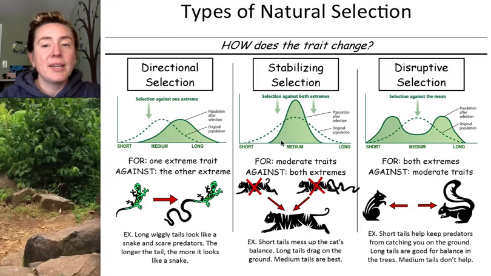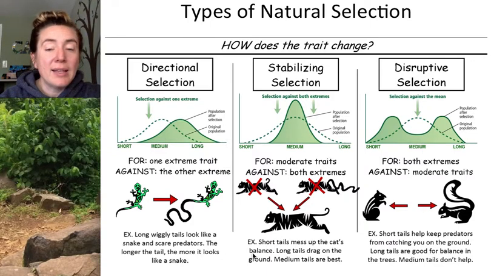Another way that natural selection can act on those changes would be with stabilizing selection. So in this case, if again the original population had this kind of normal bell curve, after stabilizing selection you're going to have most of the individuals have this medium or average trait. So it selects for the moderate or average trait, and it selects against both of the extremes. The example here says, short tails mess up the cat's balance, but long tails drag on the ground. So the medium tail is the best.